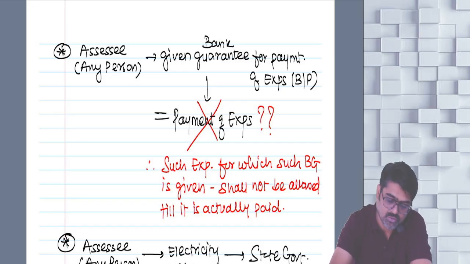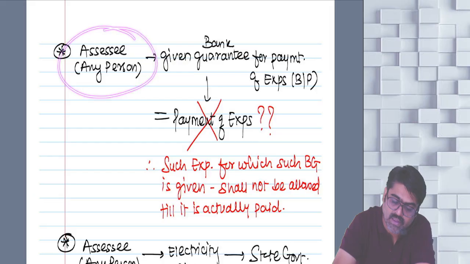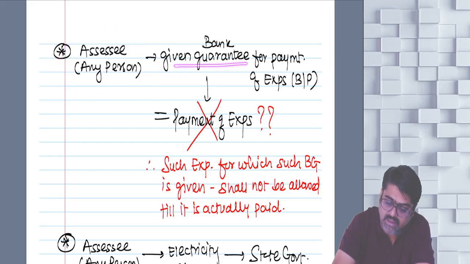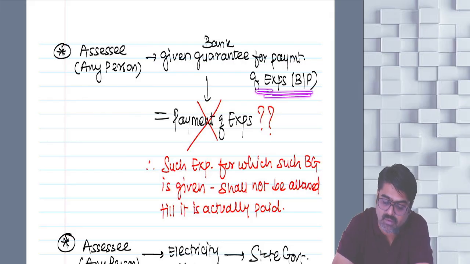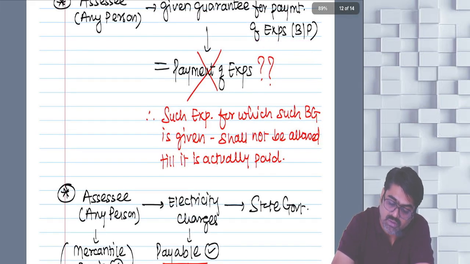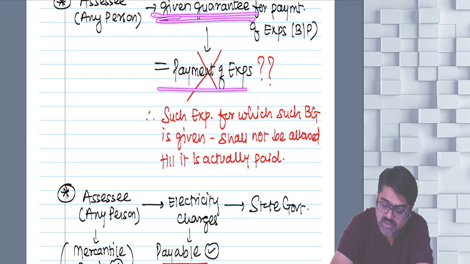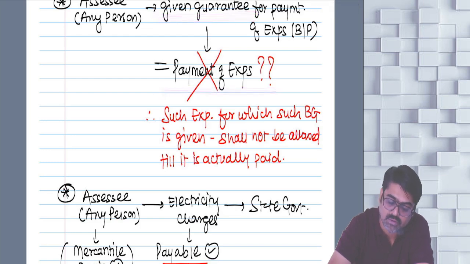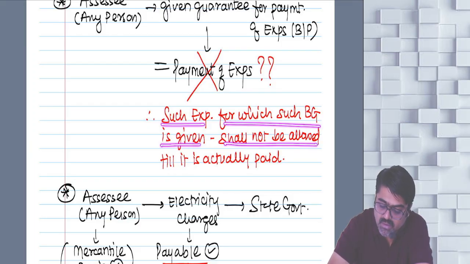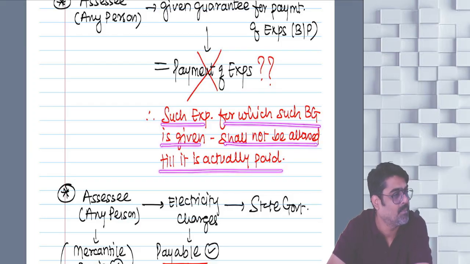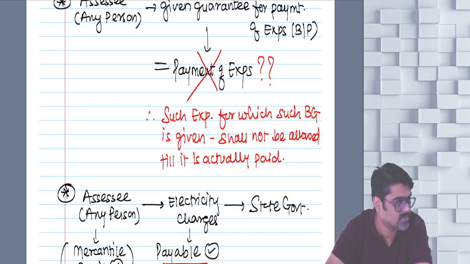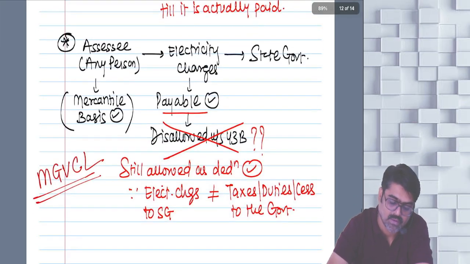Understanding or not? So, if an assessee is giving a bank guarantee for payment of expenses of business or profession, just giving a bank guarantee is not payment of expense. Therefore, such expense for which the bank guarantee is given shall not be allowed till it is actually paid. Understood? Next one.